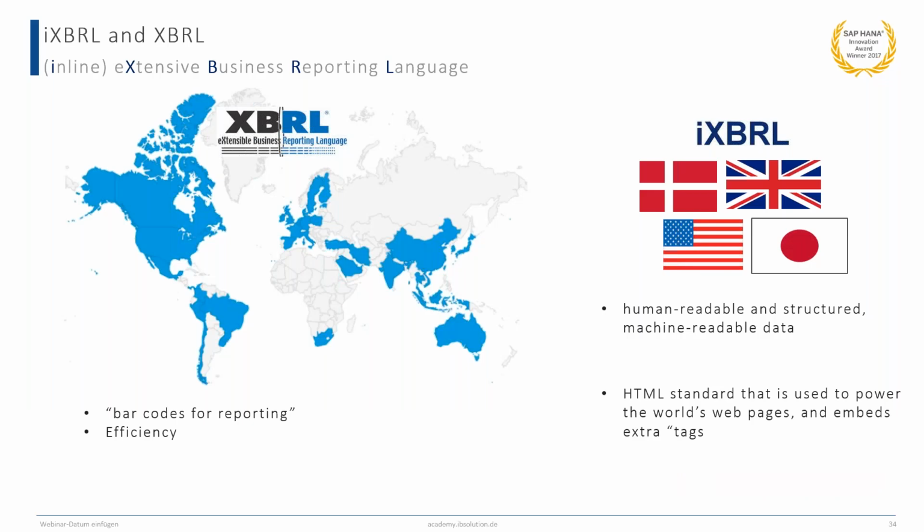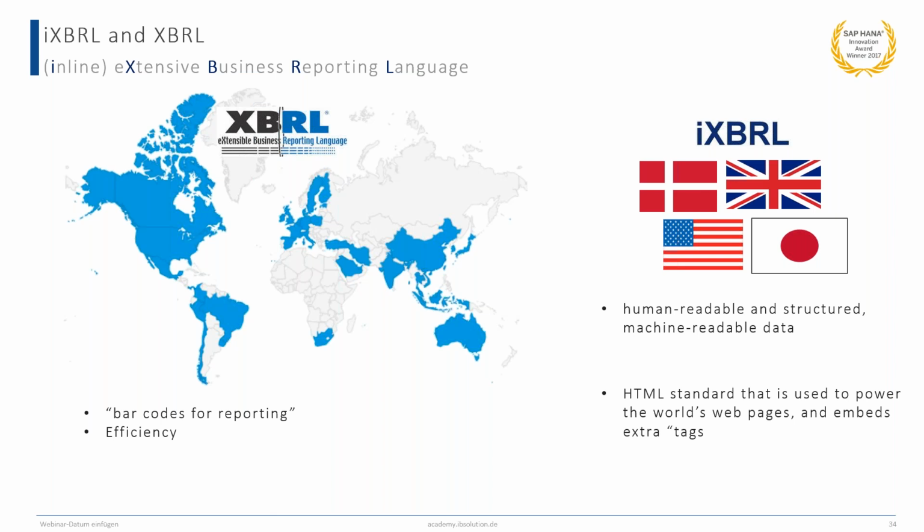iXBRL and XBRL. XBRL is extensible business reporting language, which is used worldwide, and you can see how many countries are using this format to submit their financial information to corresponding authorities. Inline extensible business reporting language is iXBRL. The difference between the two is the following.